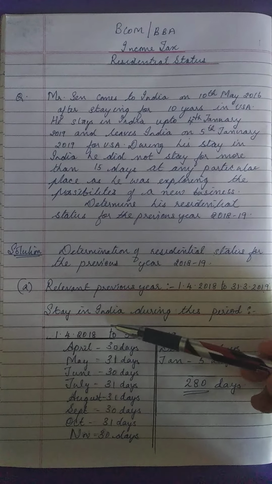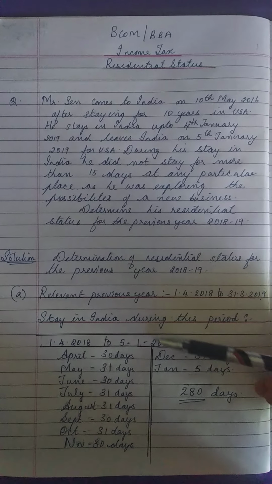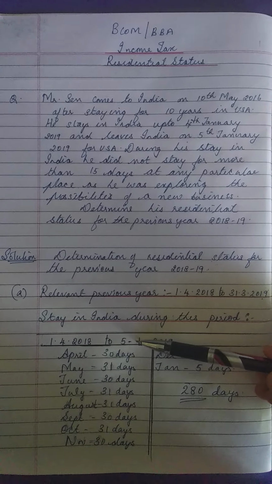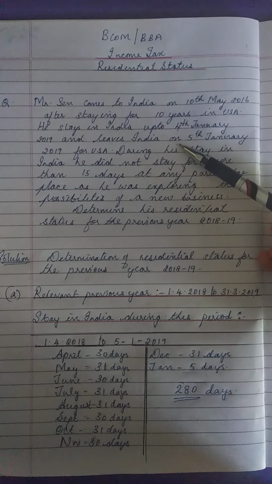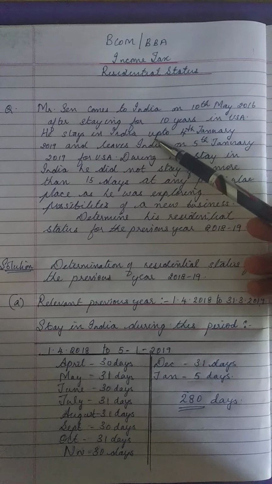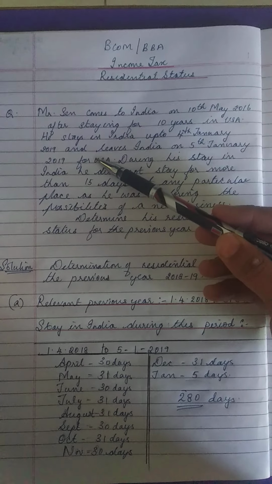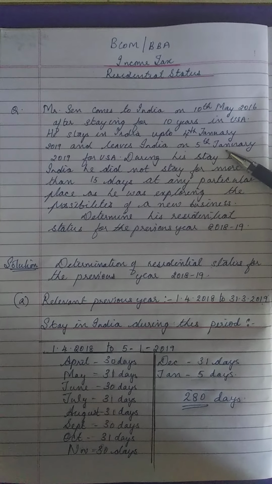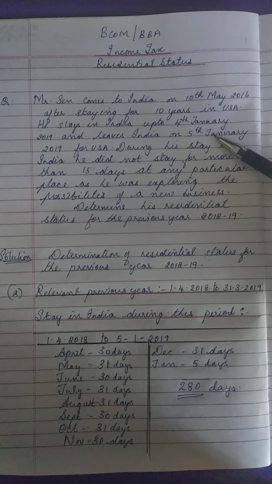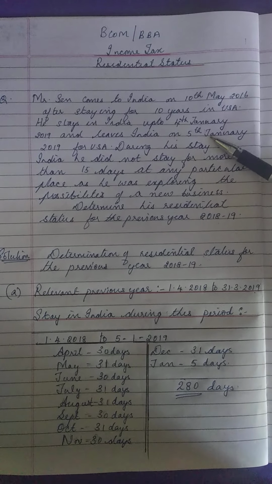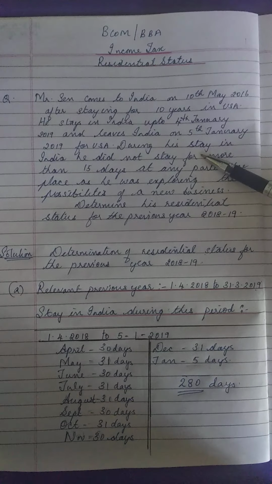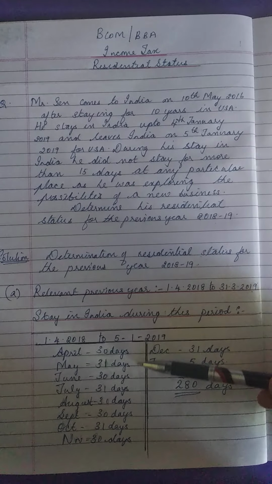Now when we see that, it starts from 1/4/2018 to 5/1. You'll be thinking why 5/1? Because clearly it is given in the question that he stays in India up to 4th January 2019 and he leaves India on 5th January, which means that only till 5th we can take his residential status for that particular year. So April, I had given the calculation neatly.